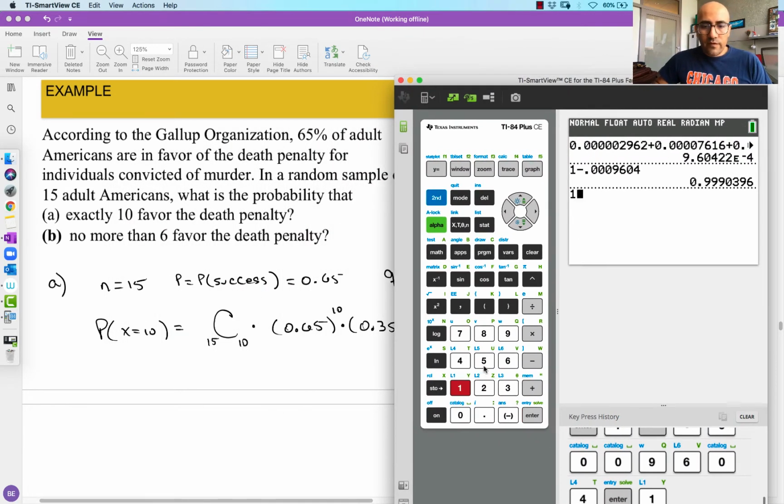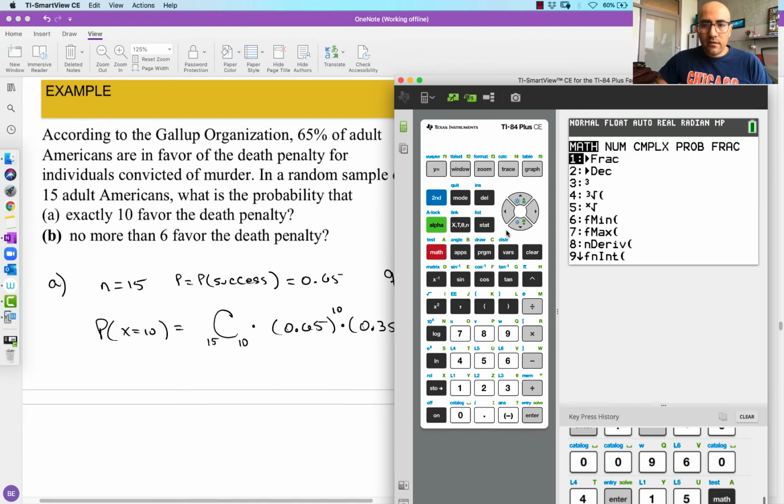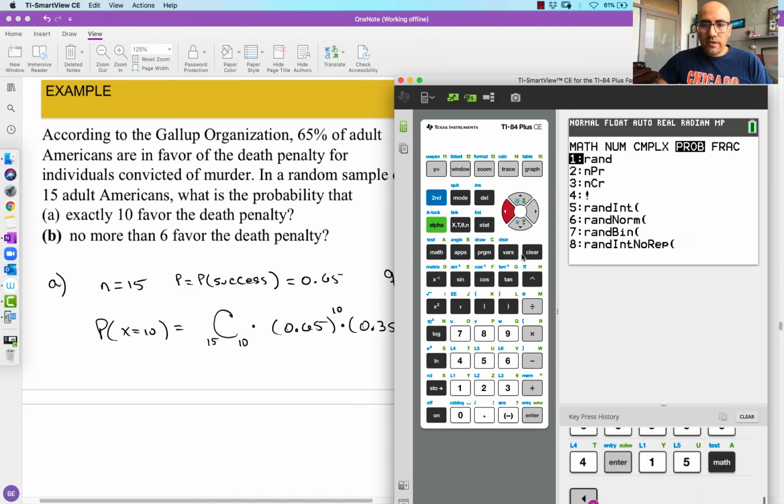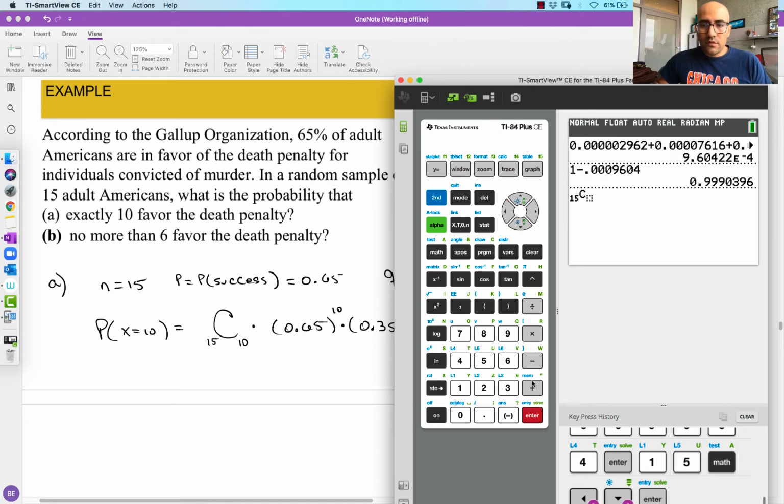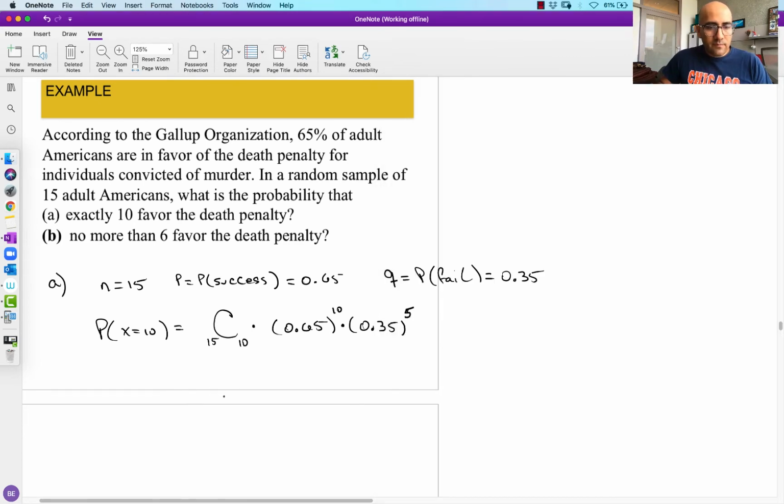And let's figure out what this is first. Let's come over here. 15 math combinations and 10. 3,003, right? That's a pretty big number. There's a lot of ways to do this. So this is going to be 3,003 ways in which this can be accomplished. We'll look at a couple of possibilities here. 0.65 to the power of 10, 0.35 to the power of 5, and all of this is the probability that x equals 10.